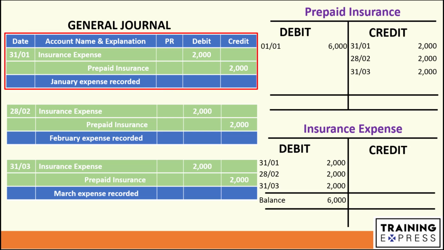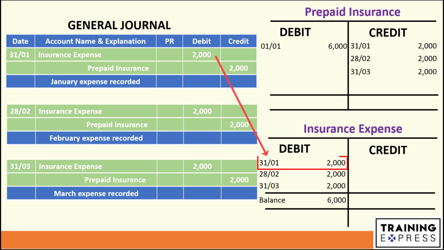So let's look at 31st of January. Insurance expense will be debited by $2,000. Prepaid insurance will be credited by $2,000. So let's post this journal entry. Insurance expense debit by $2,000 and prepaid insurance credit by $2,000 on 31st of January.